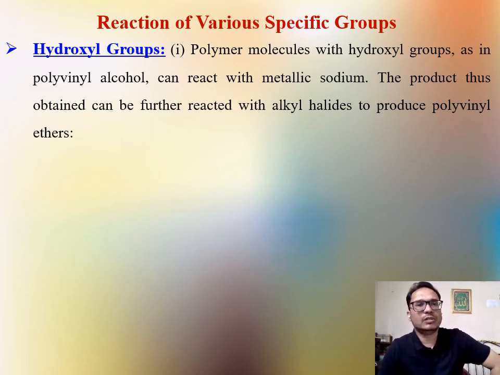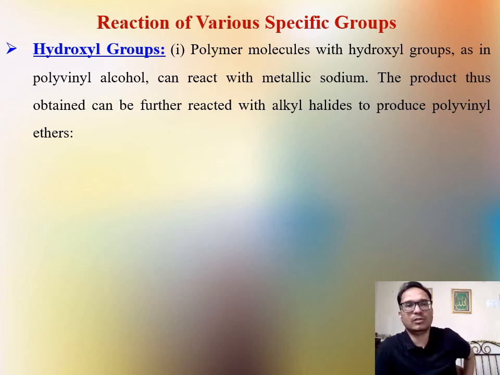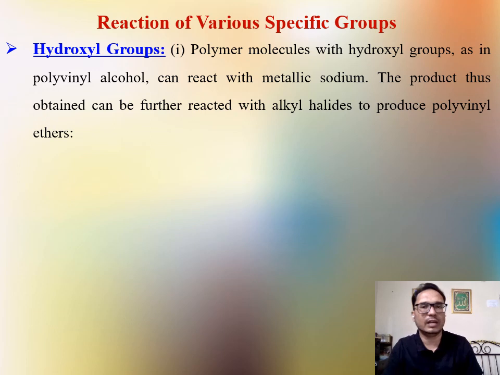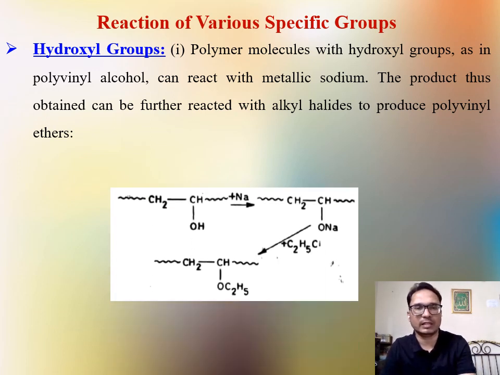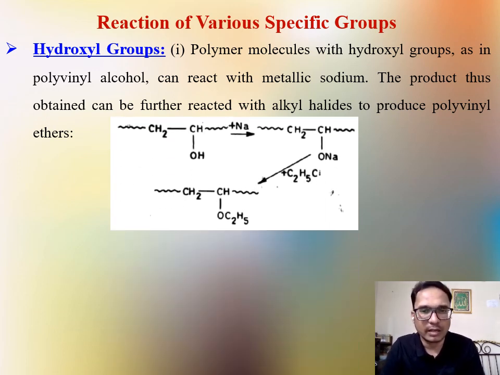Similarly, the polymer shows different reactions based on the type of functional group which is present. For example, if hydroxyl groups are present, the polymer molecules with these groups, like polyvinyl alcohol, can react with metallic sodium, and the product which is obtained can be further reacted with alkyl halides to produce polyvinyl ethers. Like in this reaction, the polyvinyl alcohol is reacted with sodium, and now this sodium salt is reacted with ethylene chloride, and it is converted into polyvinyl ethers.